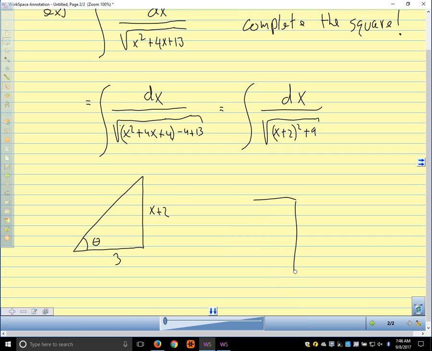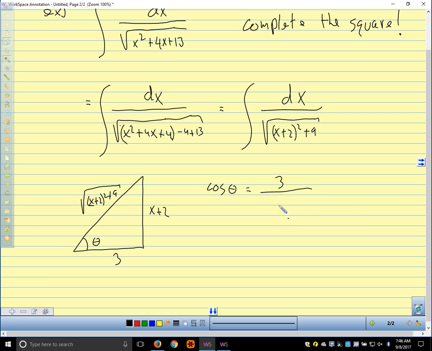Well, I mean, if it's in the first one. And then this side, this is our hypotenuse. This is our quantity here. All right, so we have this quantity in the denominator. So I'm going to say the substitution I'm going to make is cosine theta equals 3 over the square root of this thing.